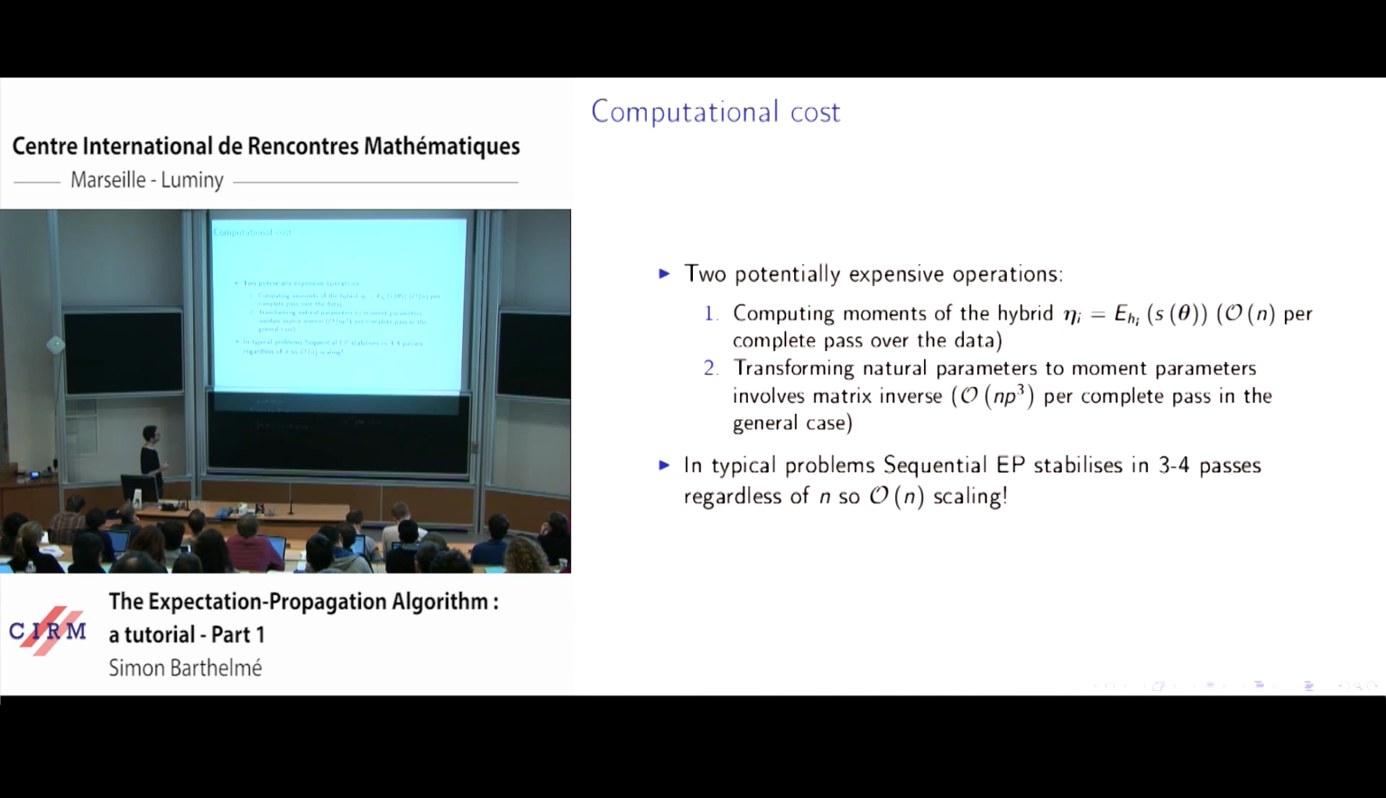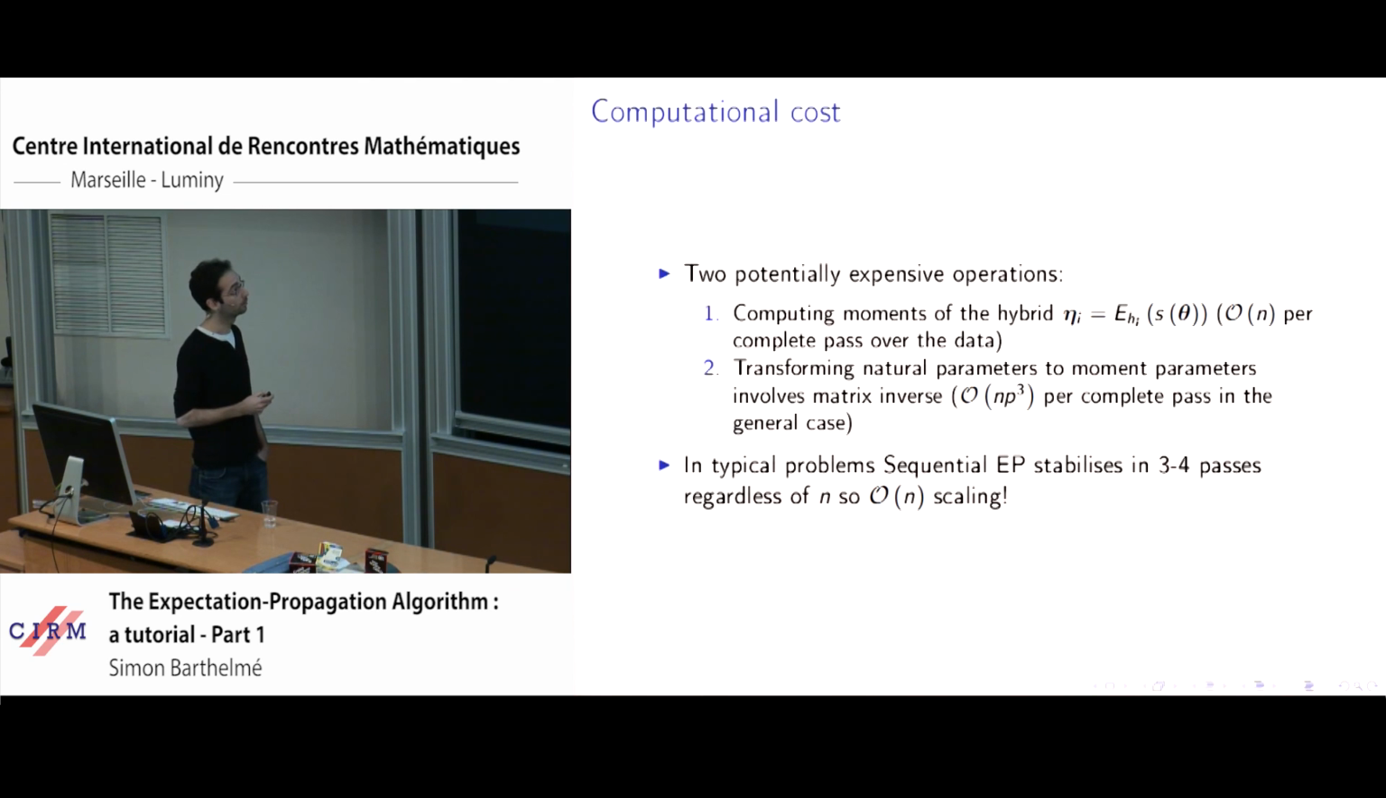Then we need to transform the natural parameters to moment parameters, and that involves a matrix inverse. So if you're doing this the naive way, you compute the regular matrix inverse. So in the end, you end up with complexity npq per complete pass over the data, which isn't bad for p small. Okay, so for p small, the cost is dominated by n. And you don't need to worry about the matrix operations so much.